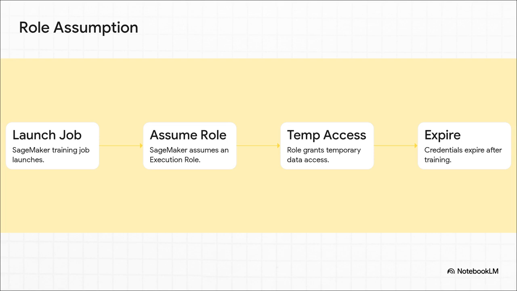Say a SageMaker training job is launched. Right away, SageMaker assumes a specific execution role assigned to it. This role holds a policy granting SageMaker temporary permission to read training data from an S3 bucket and then write the final model back. Once the training job is complete, those temporary credentials automatically expire. It is incredibly secure, mostly because a static password never has to be hard-coded into your machine learning code.